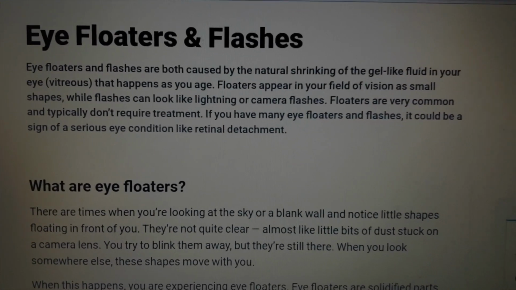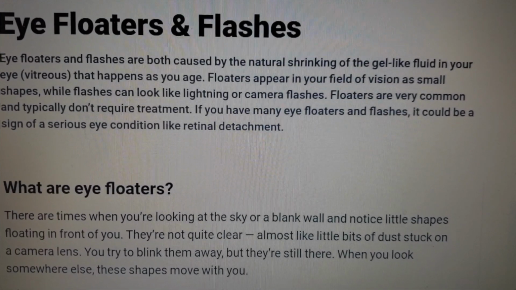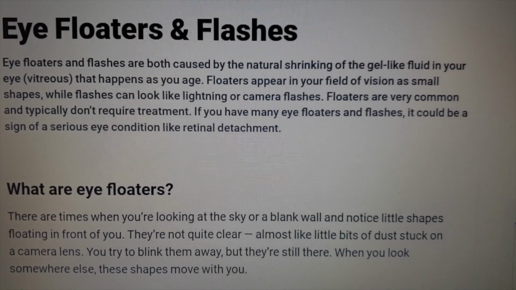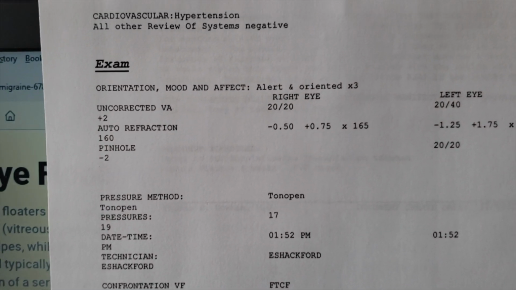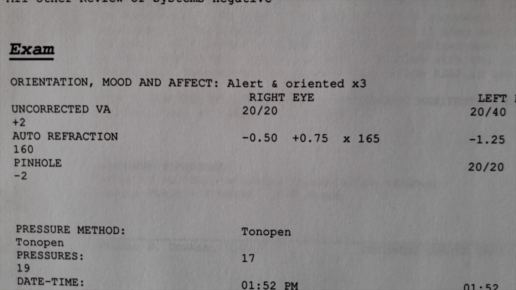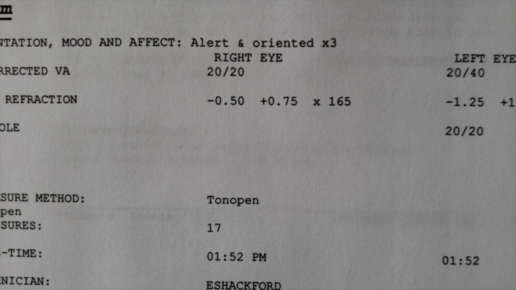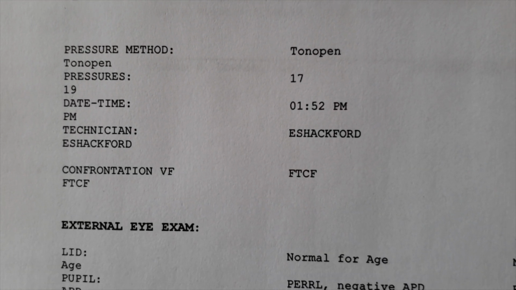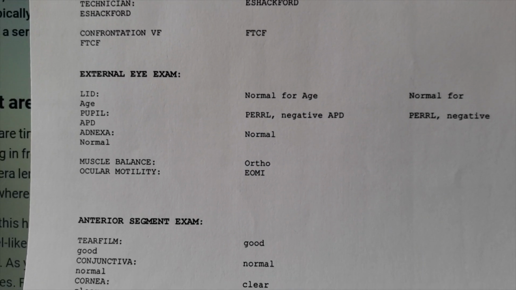So then I went to my eye doctor and had my eyes examined, and he explained that as you age, the gel in your eyes shrinks up, and it can make tears in your retina, and that's what causes these flashes of light. And that's very normal. So in 2019, this is my right and my left eye, and my left eye had been 20/40 for many years. There's the pressure, 17. And other than that, my eyes are pretty good.